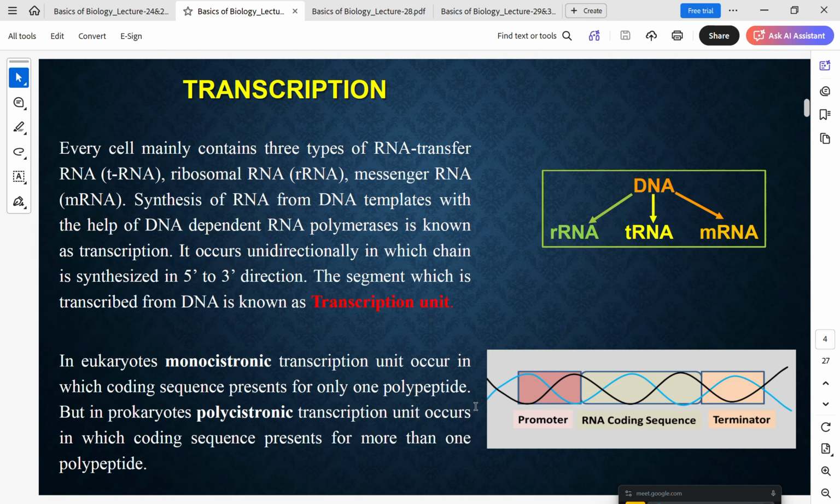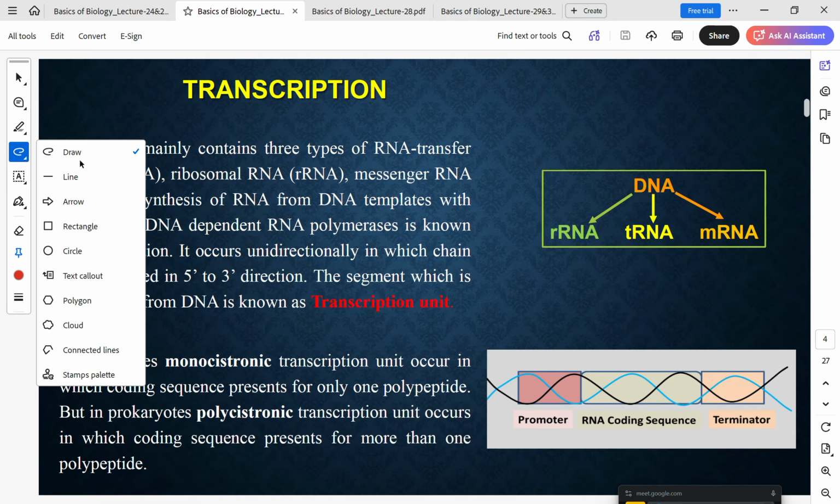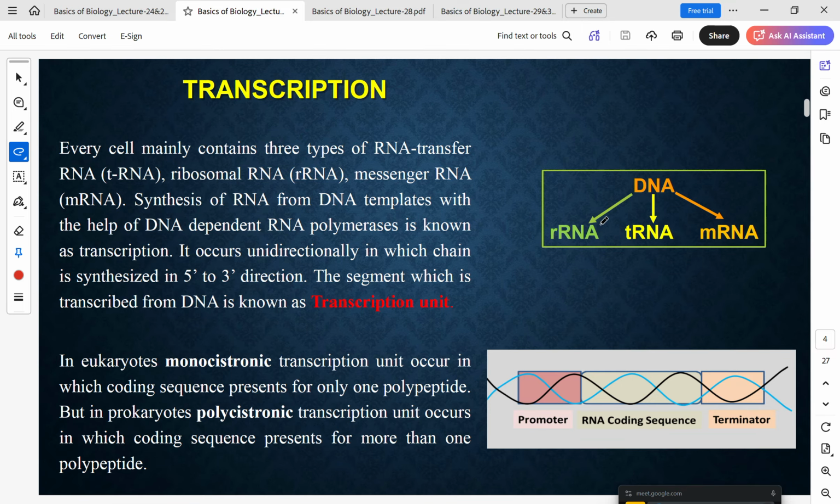Next is transcription, which is copying of the information in the DNA into RNA. The RNA that we see can be present in multiple forms. There are forms other than these three as well, but the three primary forms that are very well studied are ribosomal RNA or rRNA, transfer RNA or tRNA, and messenger RNA or mRNA. The synthesis of these RNA molecules from the DNA templates happens by RNA polymerases in a DNA dependent manner.